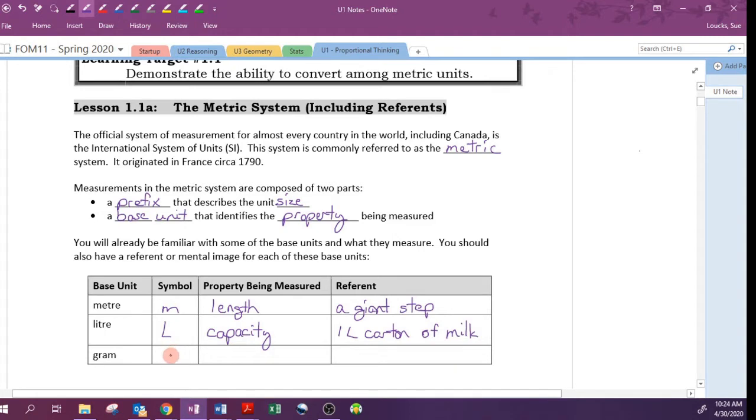Finally, we have the gram, which is abbreviated with a lowercase g, and that measures mass. In common use, mass and weight are used interchangeably. They're not technically the same thing, and in science it matters, but in common usage, we talk about how much you weigh. I weigh this many kilograms. But it technically is mass. And a single gram is about a paperclip. So a gram is not very much, okay?